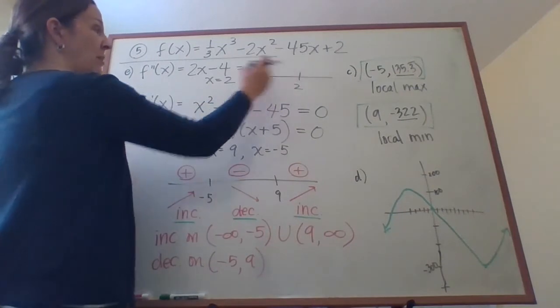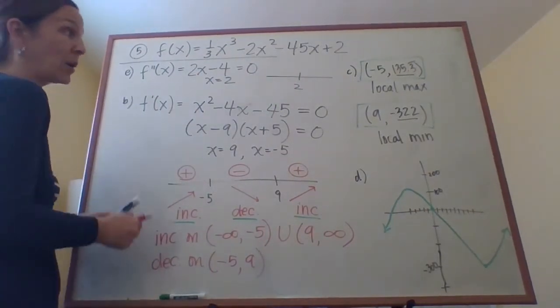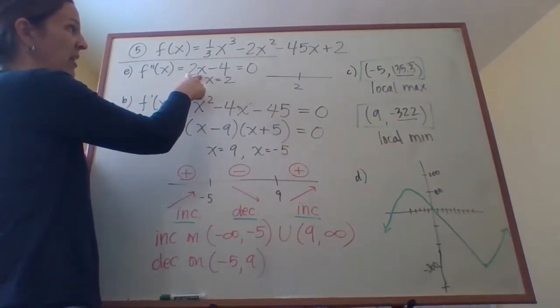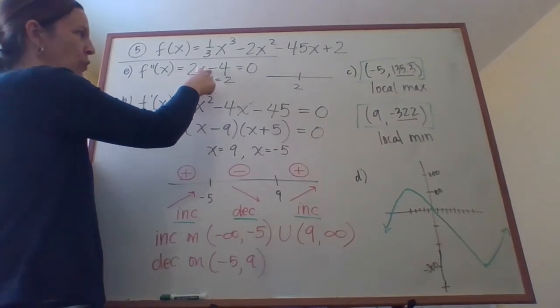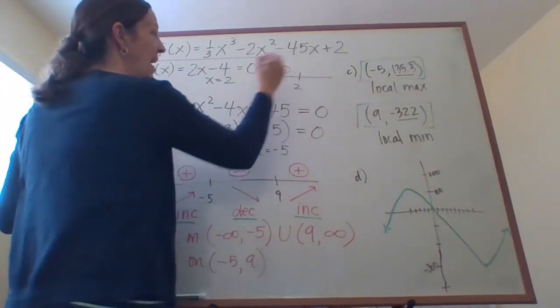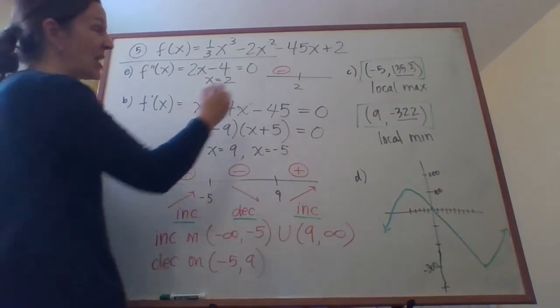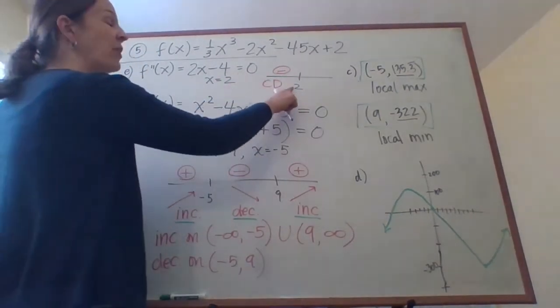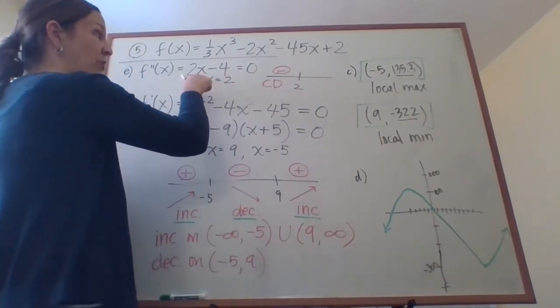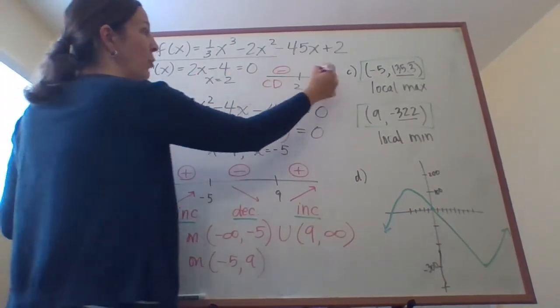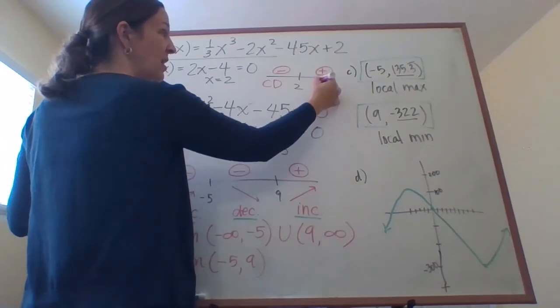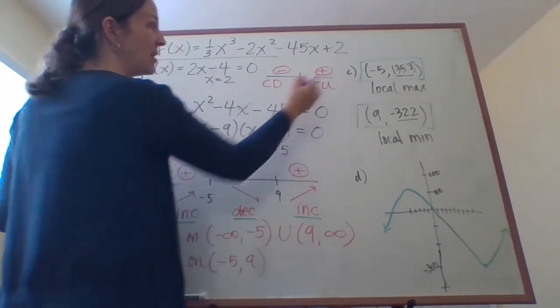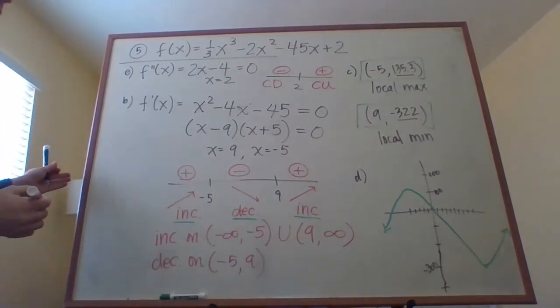So if I plug in something to the left of 2, like 1, what happens? 2 times 1 is 2 minus 4, that's going to give me a negative. And if the second derivative is negative, that tells me that I'm concave down. Now what if I plug in something to the right of 2, like 3? 2 times 3 is 6 minus 4, that's going to give me a positive, and when the second derivative is positive, my function is concave up.